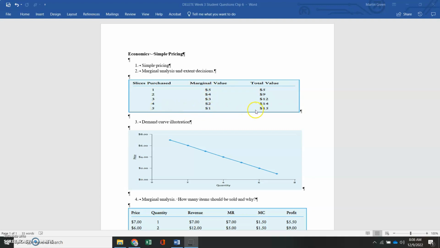And of course, for 5 pieces of pizza, our value is 15, or 5 plus 4 plus 3 plus 2 plus 1 equals a total value of 15, but actually a marginal value of $1. And that's reflected here. These numbers are a little bit different for this demand curve. But as you can see, the more a customer purchases, the more the price declines. And this is a classic example. So it's that understanding that there's a relationship between price and the number of purchases.